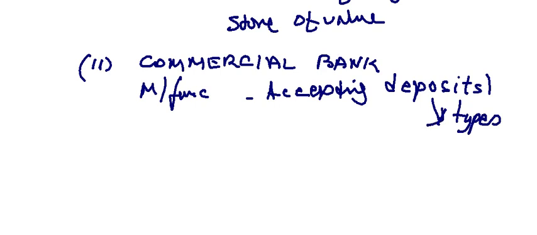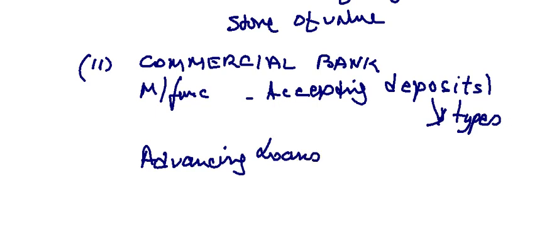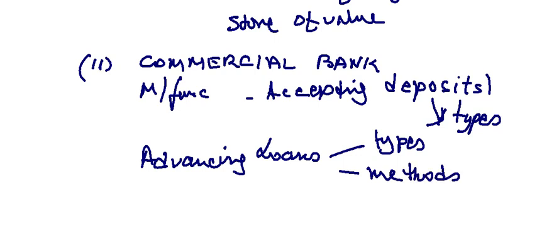Then another function is advancing loans. Again here you have to understand types of loans and methods of advancing loans. So I'm just mentioning the keyword which is called advancing loans. This is another function which banks do. Here also you have to understand what it is, and types of loans and methods of advancing loans.